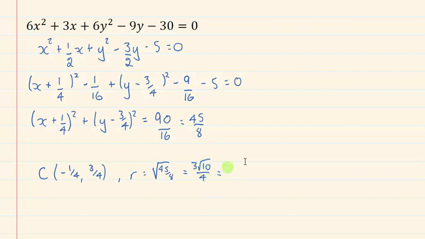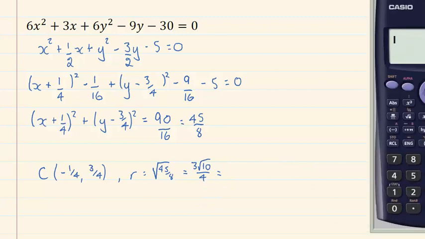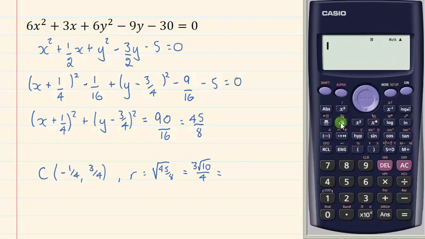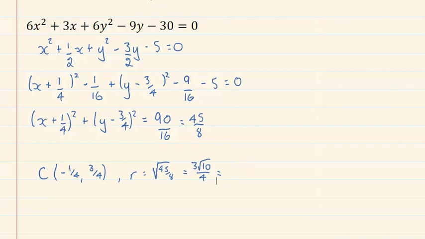And we can give that as a decimal if we wish, so just bring up the calculator. So it was the square root originally of 45 over 8, which is simplified as 3 root 10 over 4, and as a decimal that would be 2.37 to 2 decimal places. So the centre of the circle is negative quarter, comma 3/4, and the radius is 3 root 10 over 4, or 2.37 to 2 decimal places.